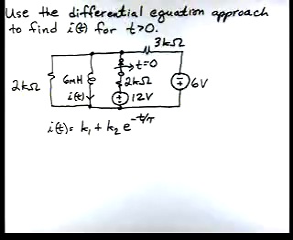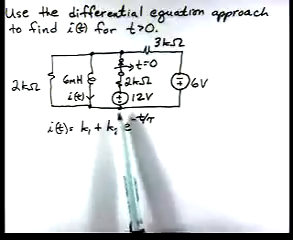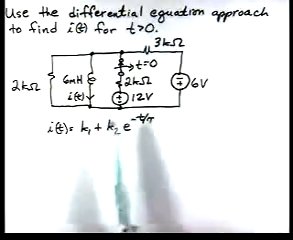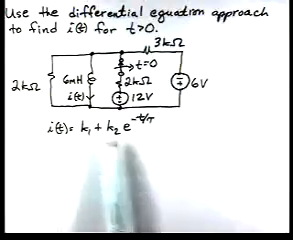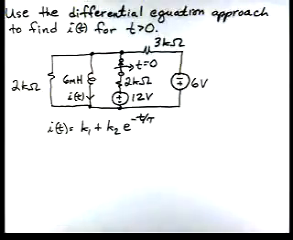In this problem, we're going to use a differential equation approach to find i(t) for t greater than 0. We've got a circuit with an inductor. We have one switch that's going to open at t equals 0. Because we have DC sources, our response is going to be i(t) equals k1 plus k2 e to the minus t over tau. And of course our task is to find values for k1, k2, and tau.